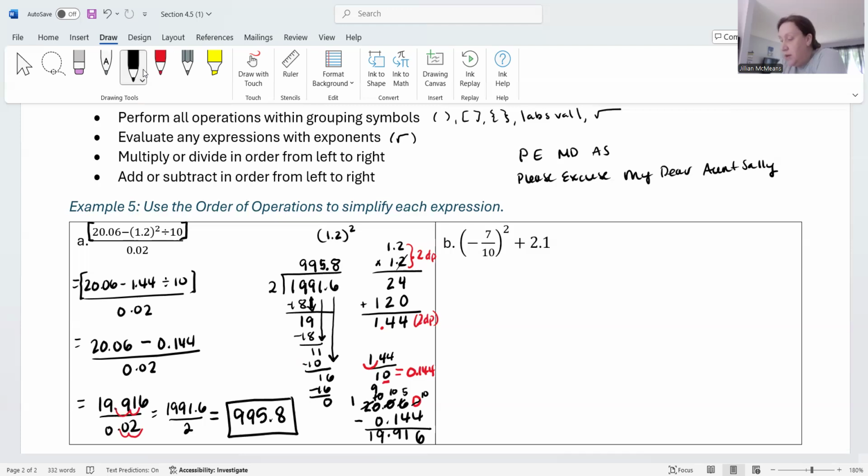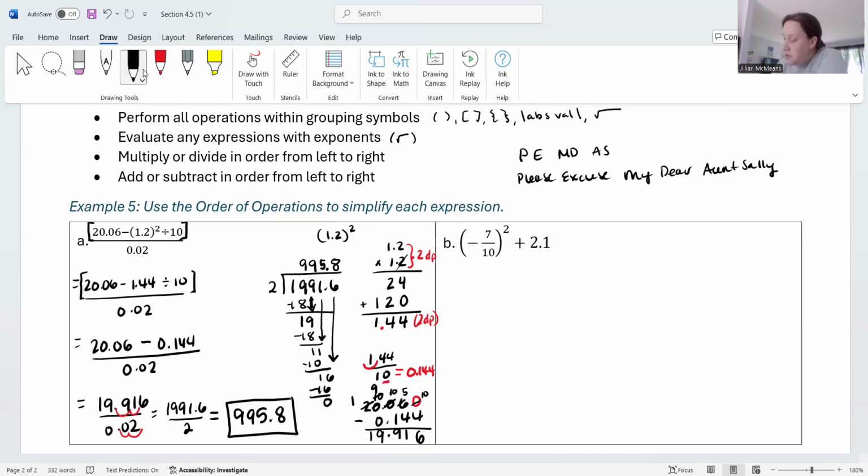Okay, now we can do this two ways, doesn't really matter at all. I think for me, I'm going to keep the fraction in fraction form and evaluate that exponent first. And I'm doing that because my denominator is a power of 10, which is kind of easy to work with. Then I'll convert my fraction to a decimal.